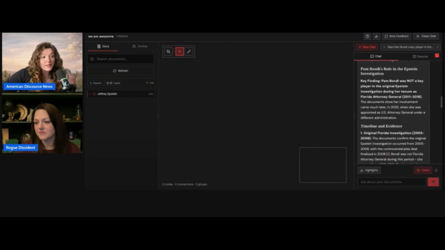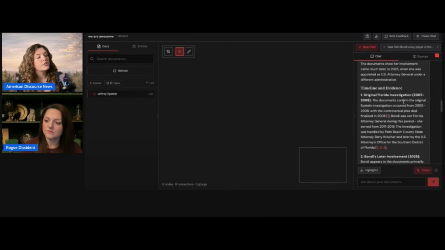Pam Bondi's role in the Epstein investigation. Key finding: Pam Bondi was not a key player in the original Epstein investigation during her tenure as Florida Attorney General. She was there from 2011 to 2019. The documents show her involvement came much later, in 2025, when she was appointed U.S. Attorney General under a different administration. Then it says, original Florida investigation.